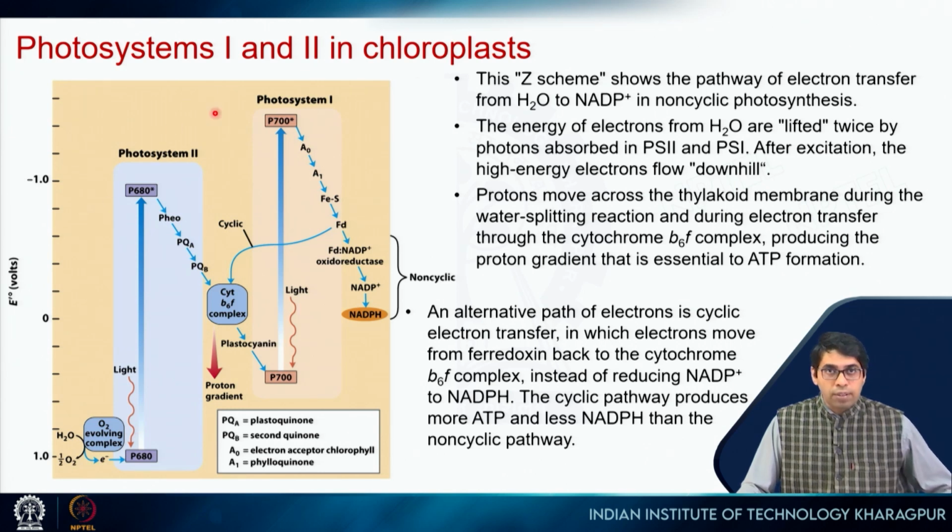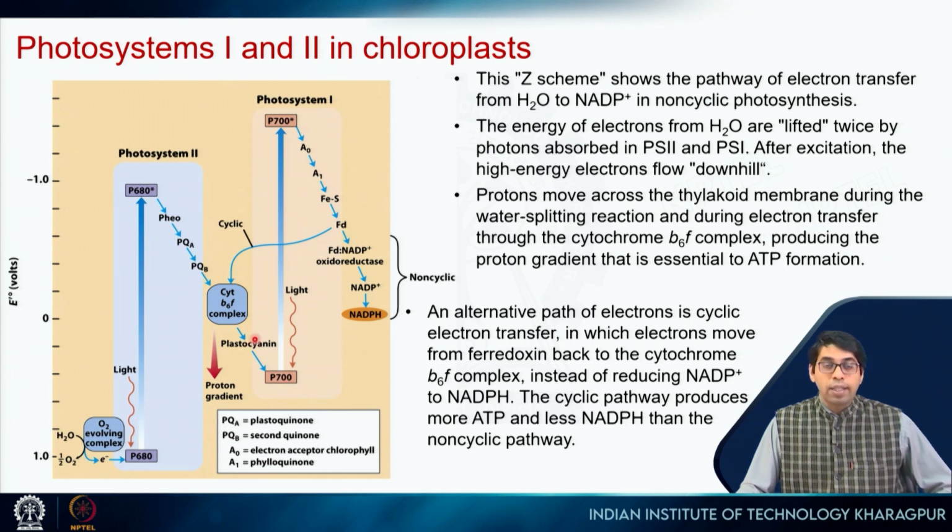So we will see the physical structure of this. This is a schematic diagram. This is the oxygen evolving complex. This is where water is split into oxygen and electron. Now this electron is then excited in photosystem 2. Photosystem 2 excitation lifts this electron to a higher energy, and then it is passed on through all these carriers ultimately to photosystem 1.